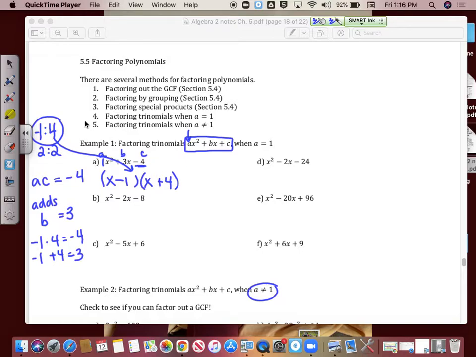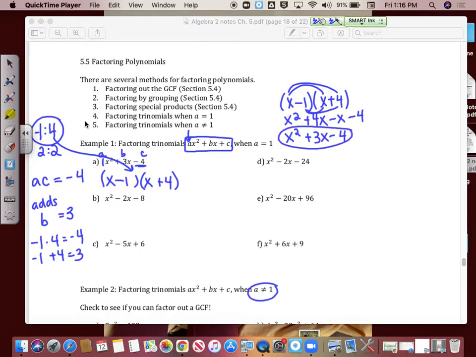So if we think back to 5.3 when we were multiplying, if we were multiplying x minus 1 times x plus 4 through FOILing, we would multiply x times x and get x squared, x times 4 to get 4x, negative 1 times x to get negative x, and negative 1 times 4 to get negative 4. We would then simplify this problem to get x squared plus 3x minus 4, and that would be our final answer. Now what we're doing is the opposite of that.